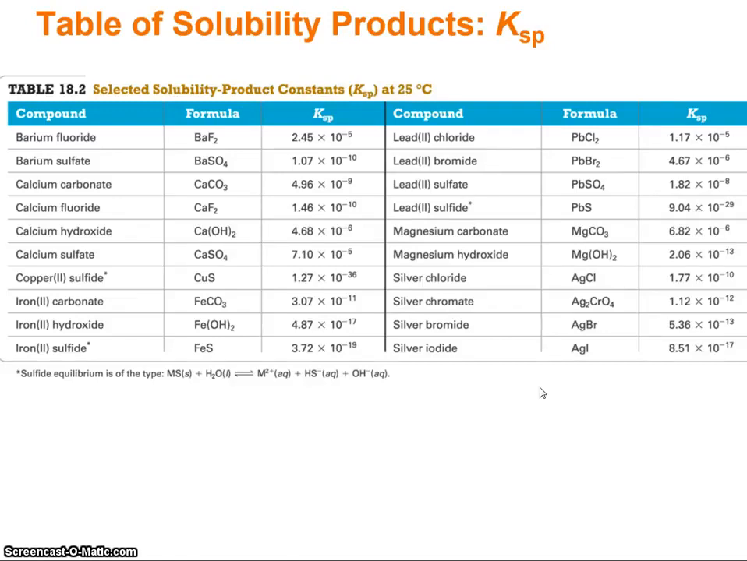Obviously, different things are going to have different KSPs depending on what they are. Barium fluoride is different from barium sulfate by about 5 orders of magnitude. Calcium fluoride is different from barium fluoride. So different compounds are going to have different KSP values.